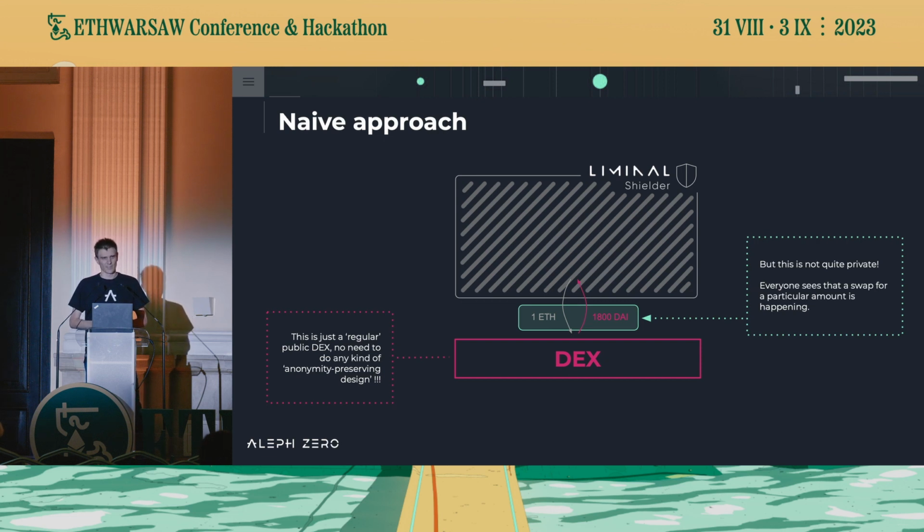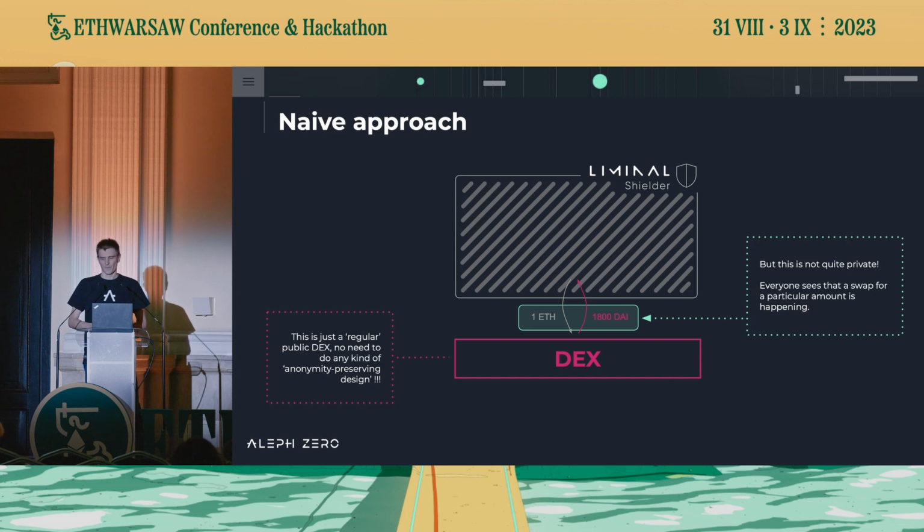One observation is that this is indeed giving some privacy, because now it is not clear which user actually did the swap. So this is good. But the issue is that it is not 100% private, because we all see what trade is really happening. We are seeing that this transaction to the DEX, this contract call, is really public. So the transaction details are not quite private here.